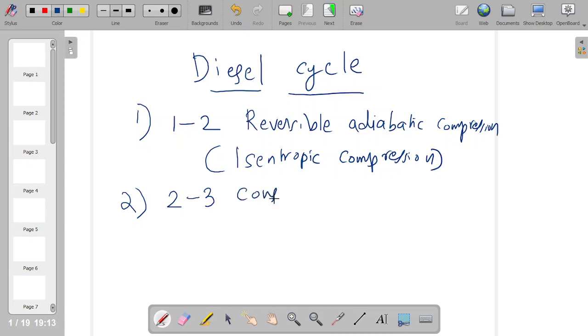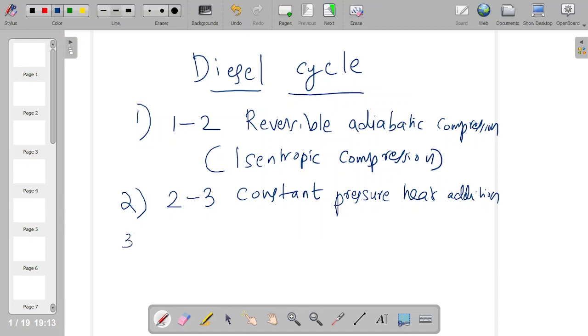So in the diesel engine, the main difference between the diesel cycle and the Otto cycle is the second process. Instead of constant volume, here we have constant pressure heat addition. So heat is added at constant pressure. This will be with the help of a fuel injector in an actual engine.